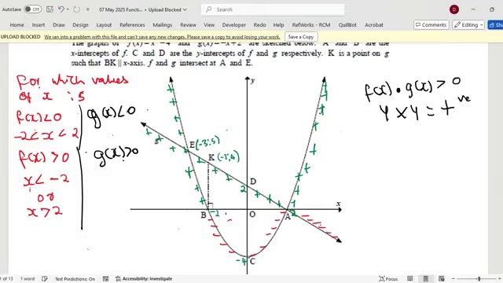Now, let's try to remember, what is negative multiplied by negative? Positive. And what is a positive number multiplied by a positive number? Positive. What is a negative number multiplied by a positive number? Negative. And what is a positive number multiplied by a negative number? Negative. The first one, the answer is positive. The second one, positive. The next one, negative. The last one, negative.